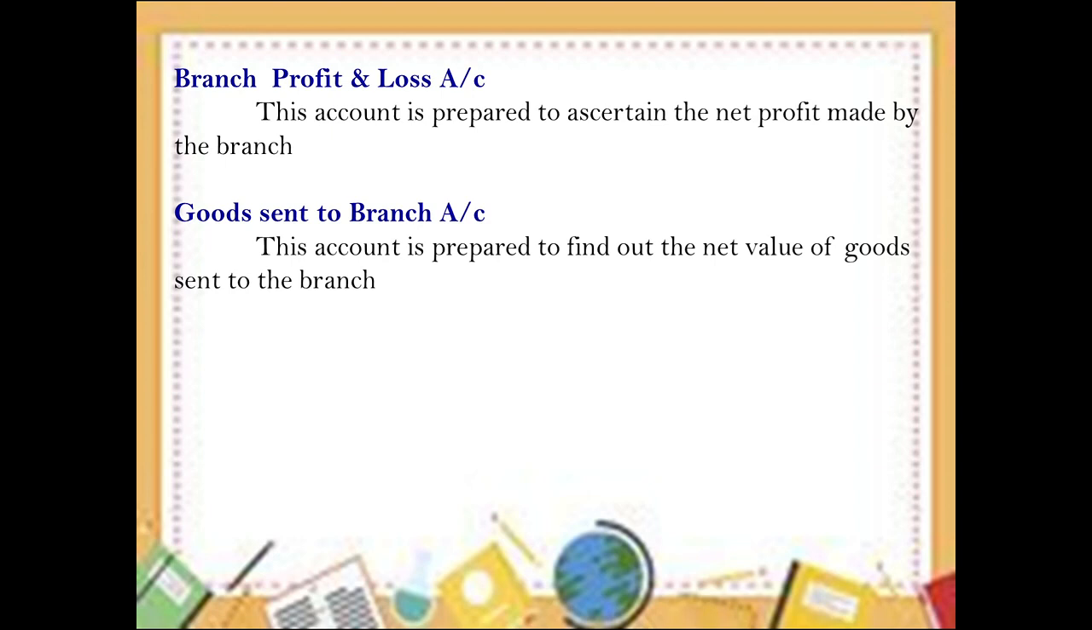Next, goods sent to branch account. This account is prepared to find out the net value of goods sent to branch. In this account, goods sent to branch and goods returned by the branch are recorded. Balance is transferred to purchase account. The above 6 accounts are opened in the stock and debtors system.